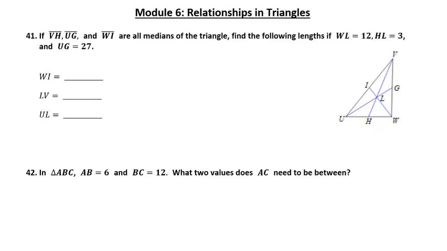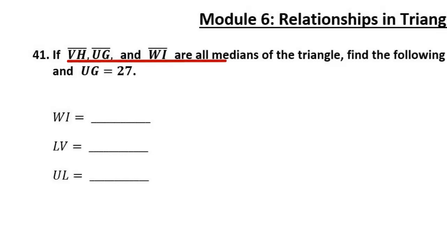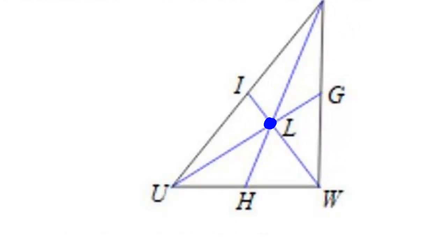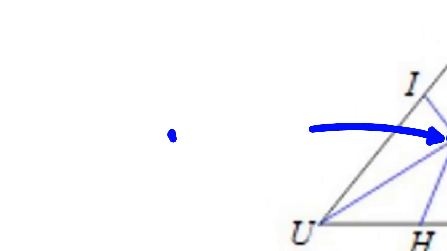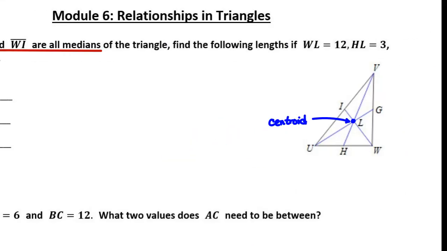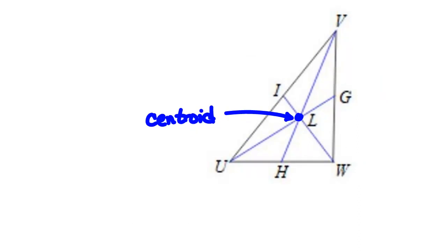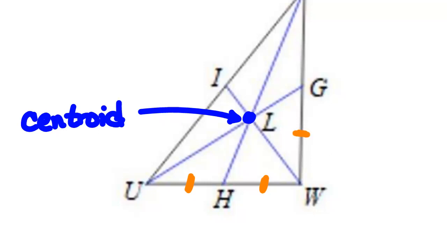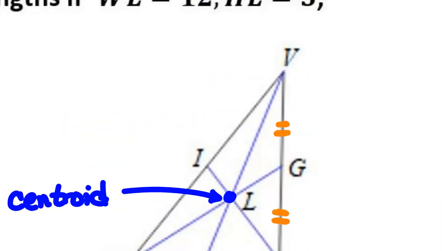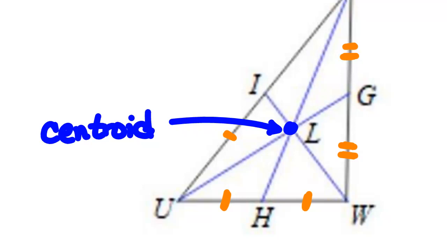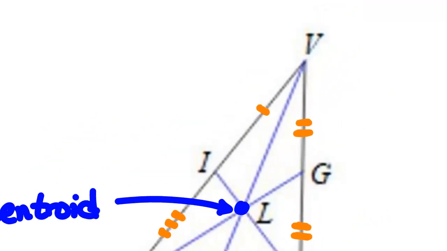If VH, UG, and WI are all medians of the triangle, then that means this point L is the centroid. Medians go from a vertex to the midpoint of the opposite side. So if VH is a median, then UH and HW are the same size. If UG is a median, then GW and VG are the same size. And if WI is a median, then UI and VI are the same size.